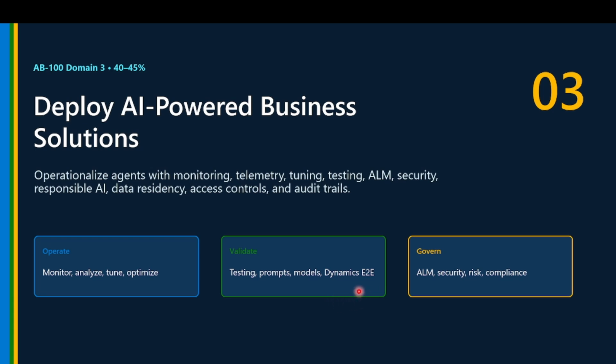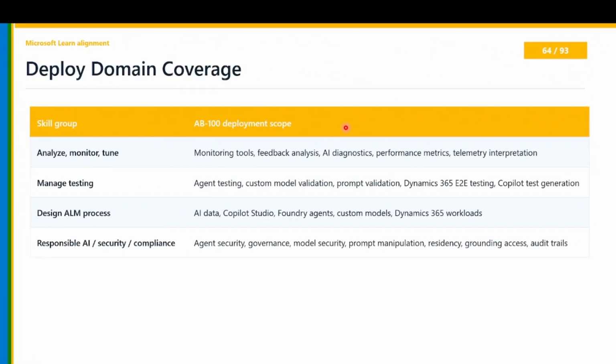Then Dynamics 365 end-to-end integration and deployment, governance. So you learn how to use application lifecycle management, security, risk, and compliance using Azure Policy and company policy. So this is all we have here. So let's dive into the sections in detail. There are 6 sections, each with 5 slides. So we'll run through quickly. Please do well to follow along.